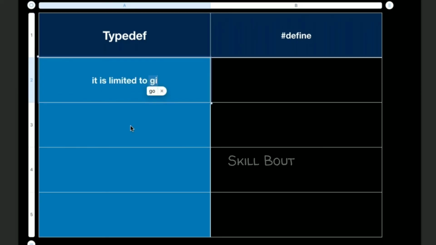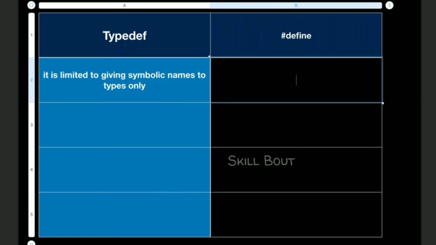Typedef is limited to giving symbolic names to types only, right? So only for the primitive and non-primitive types. Whereas with #define, you can give a name to a value, for example, look at this, 3.15.